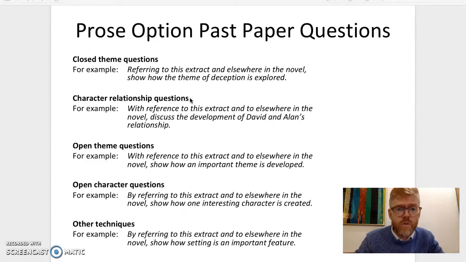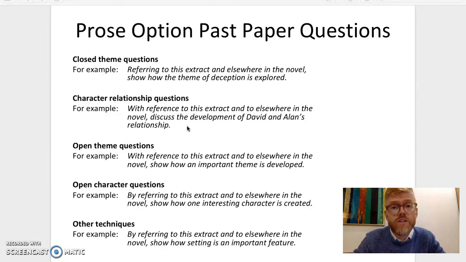Character relationship questions come up. With reference to this extract and elsewhere in the novel, discuss the development of David and Alan's relationship. So there you're being asked about the relationship between two characters, which is, I suppose, possible for Jekyll and Hyde. I would imagine that would be one of the harder questions that you could be asked, but I suppose you could be asked about the relationship between Jekyll and Utterson, for example.